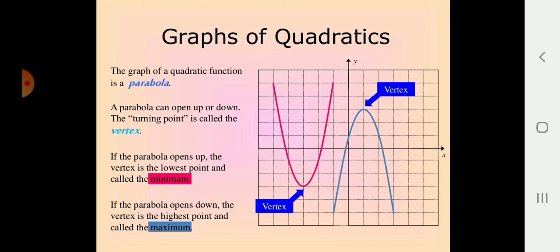The parabola can open up or down. The turning point is called the vertex. So if the parabola opens up, the vertex is the lowest point and is called the minimum. If the parabola opens down, the vertex is the highest point and is called the maximum. So you can see the vertex on the graph, the blue one is the vertex.